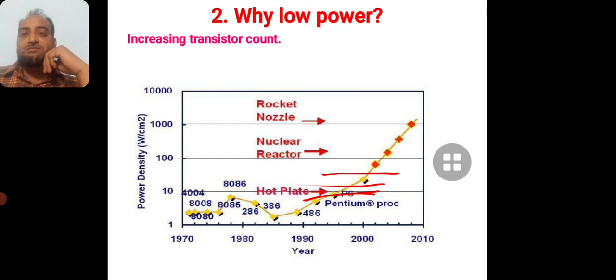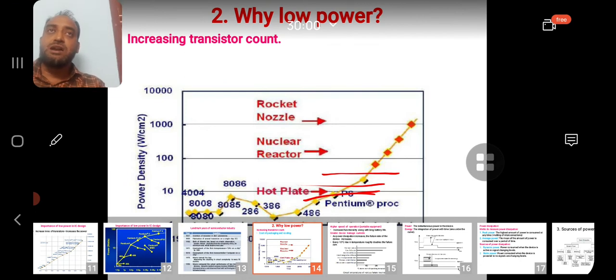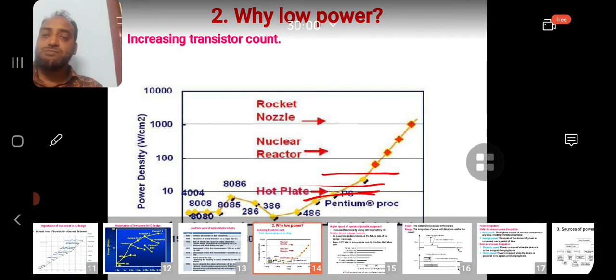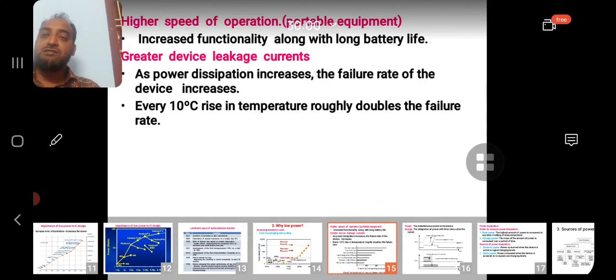So it is highly essential that we save power. Saving power is like saving the nation. So it is very essential that design engineers aim their research at reducing power consumption. Some processors are consuming enormously high power, more than 1000 watts per centimeter square, which is almost equal to a rocket nozzle. So it is very essential to have a low power design.